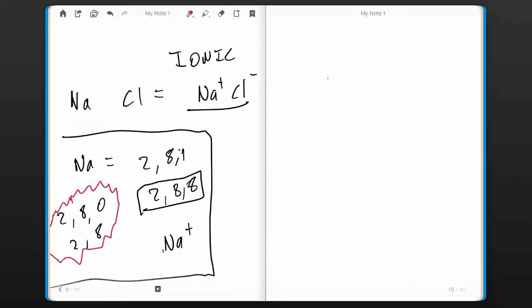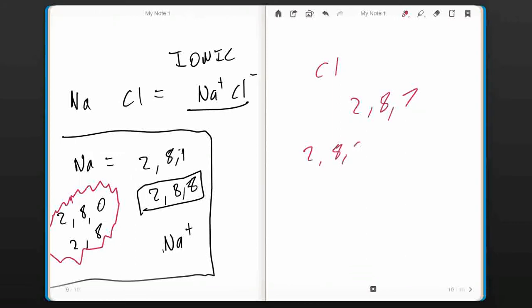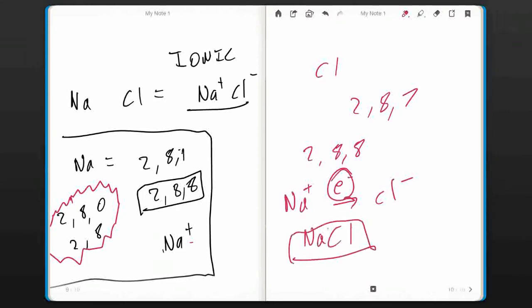So what about chlorine? Chlorine goes from Cl, which is 2, 8, 7, to become 2, 8, 8. And that's why the electron goes from the sodium to the chloride ion. So there's actually an electron being transferred. Once they're charged, they attract opposite charges and they're exactly opposite, so you get NaCl. And together, NaCl is totally different to sodium or chlorine. So you end up with something that's a salt, and it's made from a metal.